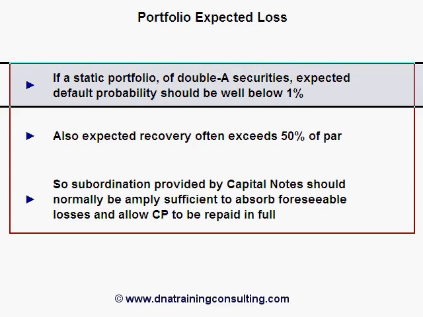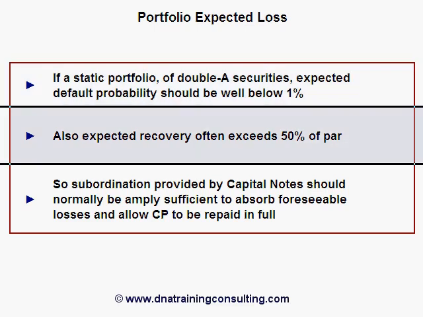To analyze the sufficiency of the subordination provided by the capital notes, we assume first that the portfolio is static, i.e. that it does not change at all once it has been purchased. The 5-year default probability of AA securities is well below 1% and has never come close to reaching 5% at any time in history.